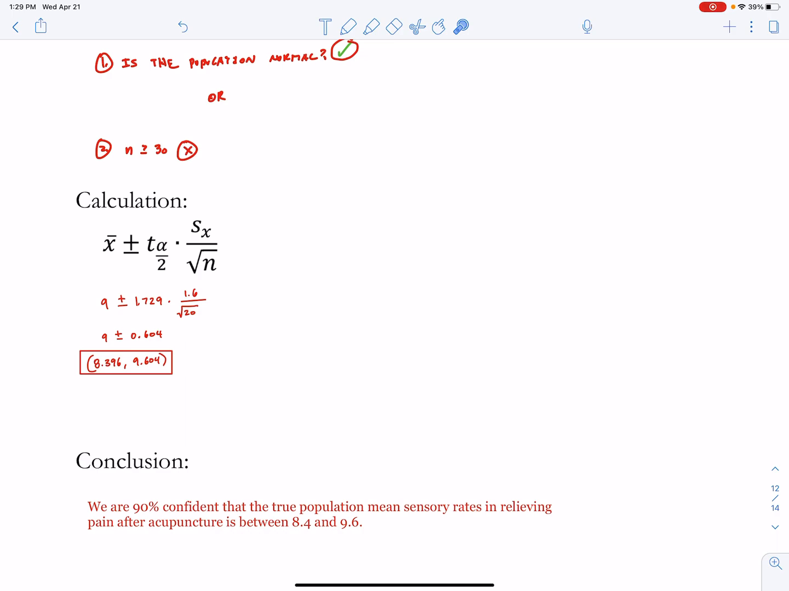So we know our confidence level is 90%. What we can say here is we are 90% confident that the true population mean sensory rate in relieving pain after acupuncture is between 8.4 and 9.6.